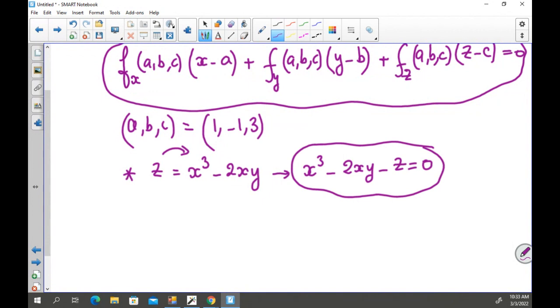Now, let's find these three things. So can you complete this, please? You need to find fx at the point ABC. You need to find fy also at the point ABC and fz, and then you just substitute in the equation. This will give you the answer.